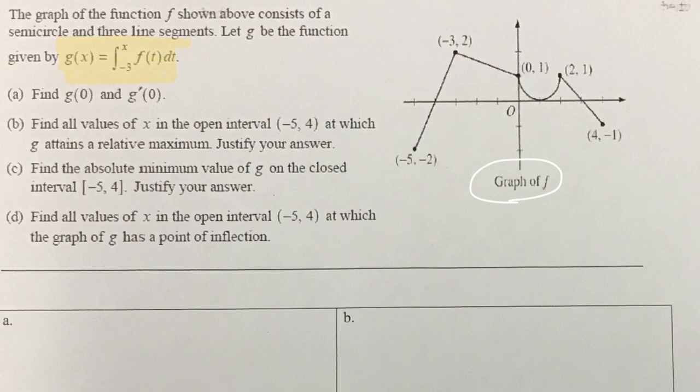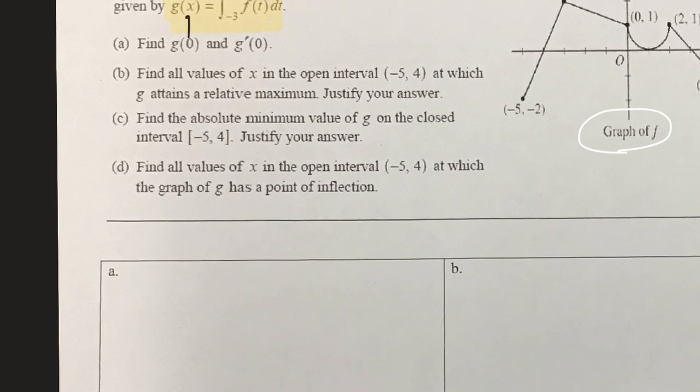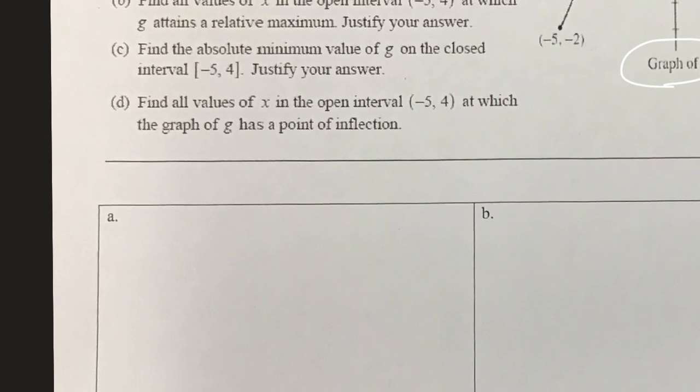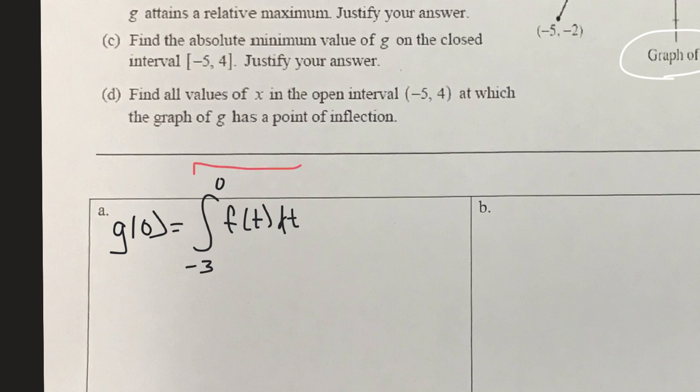Okay, so part A says find g of 0. We're simply going to replace x with 0 in both of our cases and see what we can do. So g of 0 is equal to the integral from -3 to 0 of f of t dt. You should know that this means to find the area under the curve, because that's what an integral is asking you to do.